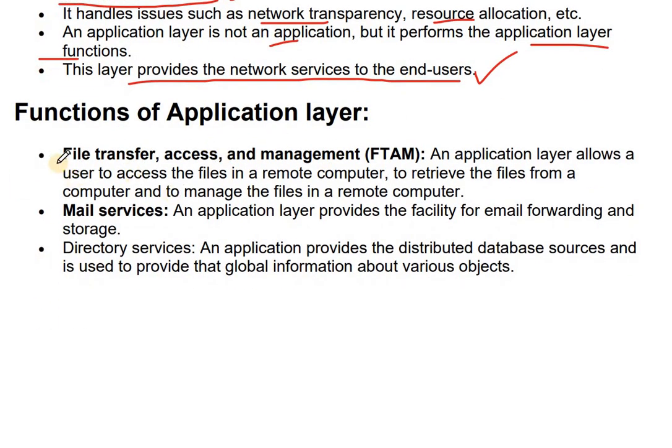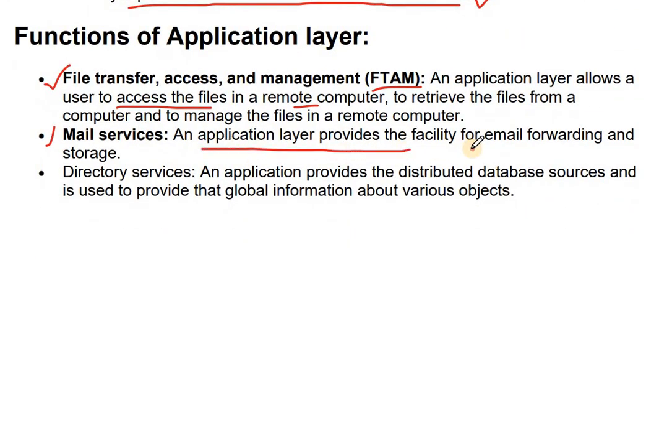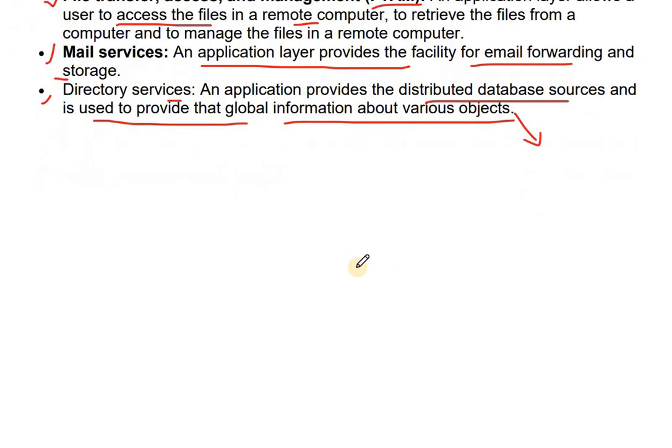The functions of the application layer: first, FTAM, which we were talking about, file transfer, access and management. The application layer allows a user to access files on a remote computer, to retrieve files from computers and to manage files on remote computers. Second is mail services. The application layer provides the facility for email forwarding and storage. Third, directory services. The application layer provides distributed database sources and is used to provide global information about various objects.